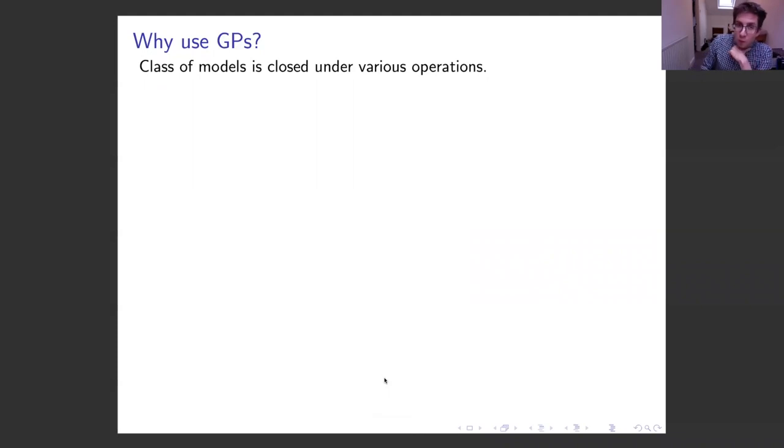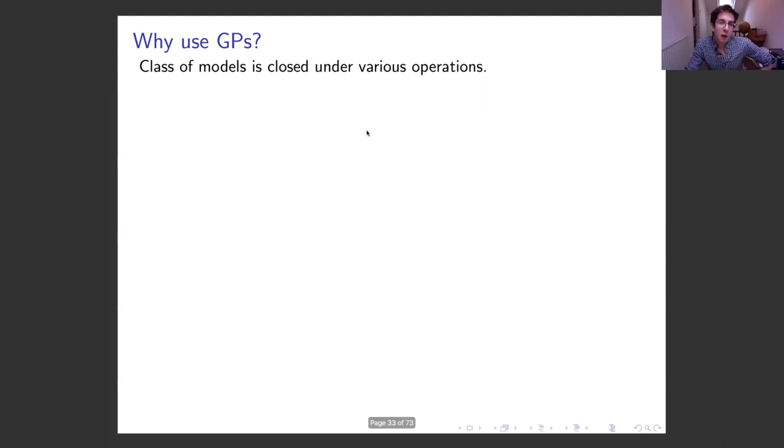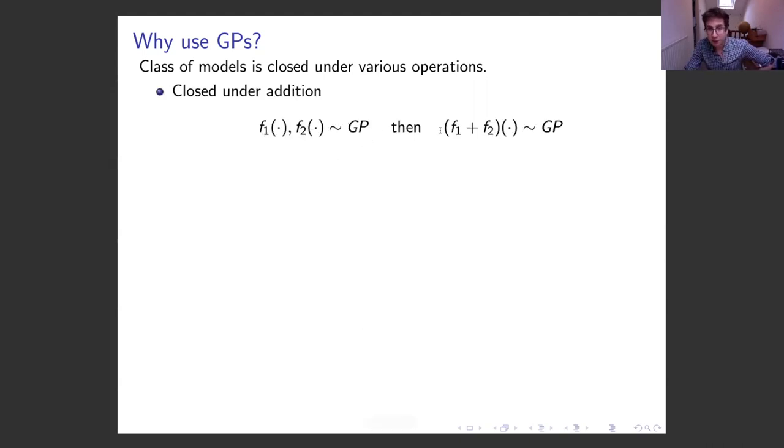So why are Gaussian processes so widely used? Why are we going to rely upon them so heavily? There are various answers to this question, but the main answer is that they're so mathematically tractable, if you like. You can do lots of things to Gaussian processes and they remain Gaussian processes. So if you have two Gaussian processes and add them, it's another Gaussian process.